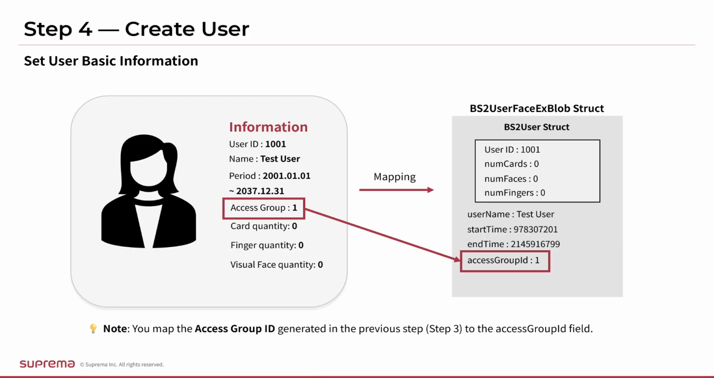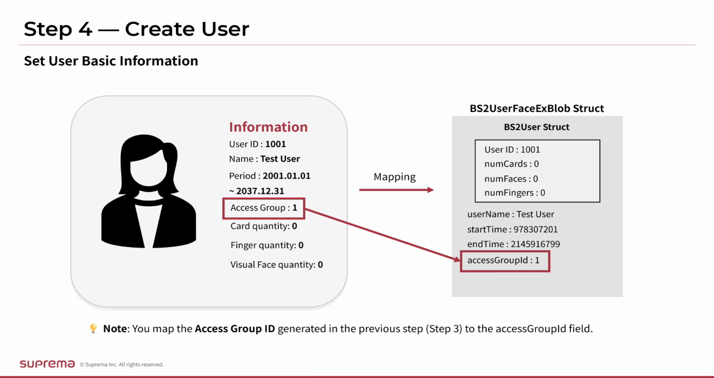Now let's set up the user's basic information. On the left, you can see the user profile, which includes details such as user ID, name, access period, and the assigned access group. It also shows the number of credentials, such as cards, fingerprints, and visual faces. These values are mapped into a BS2 user struct, which is contained within a BS2 user face EX blob struct on the right. You can see fields such as user ID, username, start time, and end time, which correspond directly to the information shown on the left.